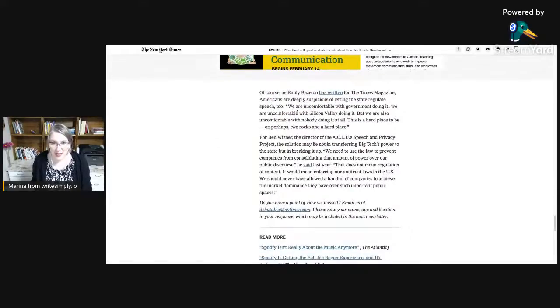And it ends with, we're uncomfortable with the government doing it. We're uncomfortable with Silicon Valley doing it. But we are also uncomfortable with nobody doing it at all. This is a hard place to be. Or perhaps two rocks and a hard place. And then he goes on to end. So we can see how the article goes through and it lists all of the major reasons for the opinion, and then it provides support for that. We're going to look at one more.